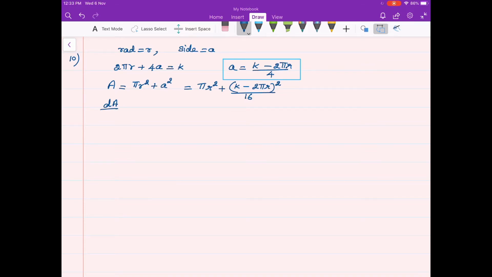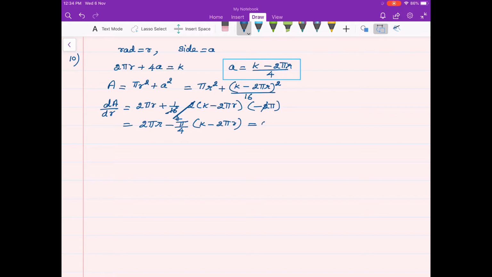Let us differentiate A with respect to r. 2 pi r. 1 by 16 is a constant. Differentiate the power first and then the base. Don't forget to differentiate the base. K is a constant, differentiation is 0, minus 2 pi. We get 2 pi r minus pi by 4 times k minus 2 pi r.